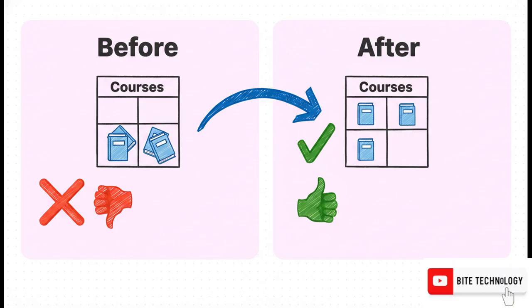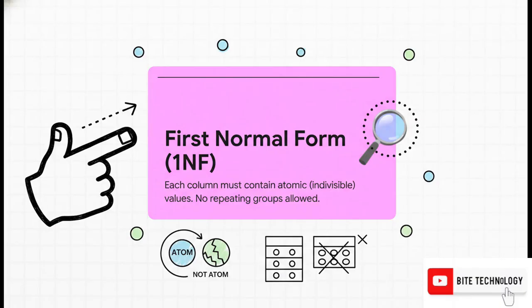That is the rule. And here's the official rule. Each value in a column has to be atomic, which is just a fancy way of saying it can't be broken down any further. You can't have lists or groups of things all crammed into one field. Nope. Every single entry gets its own unique row.